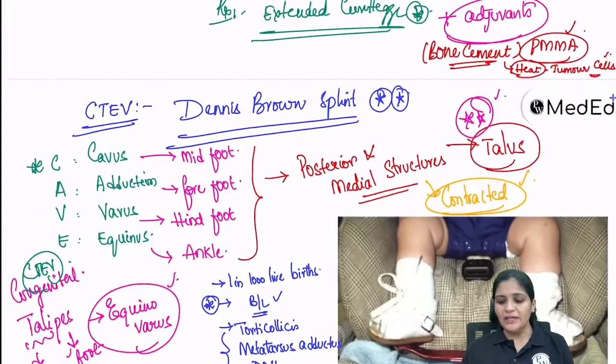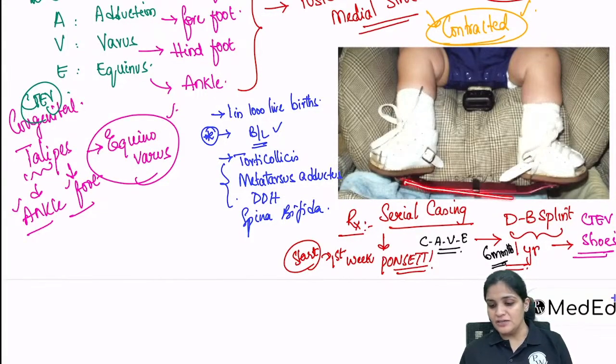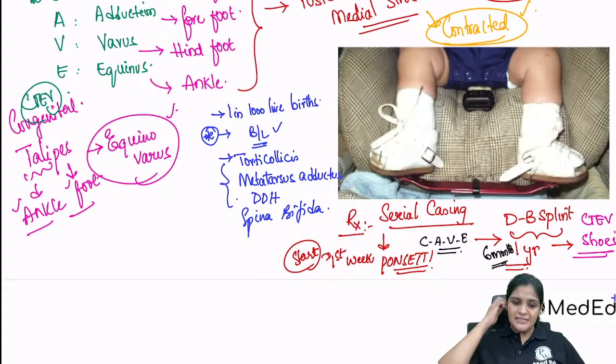So this is about the DB splint. You see, this is the abduction bar. Again, it is also put in abduction only. Abduction and slight external rotation. So this is called the abduction bar. Even your Pavlik harness, if you remember, is also in abduction. Okay. So this is about the CTEV.